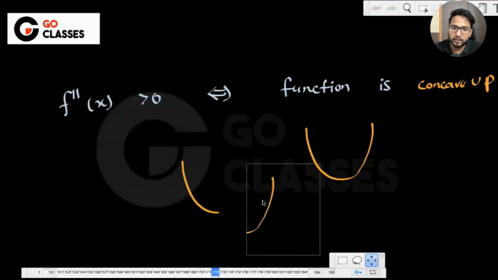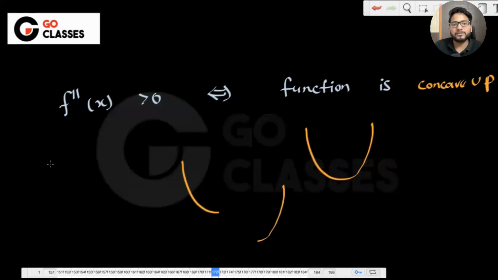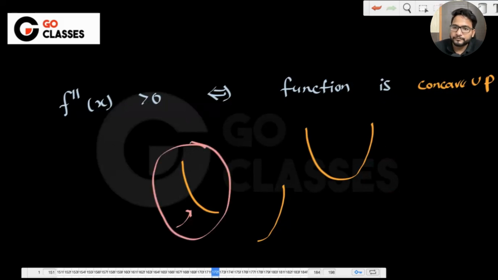So I will tell you what this means. If I'm saying f double dash x is greater than zero, then let's suppose at a certain point, the function behavior will be something like this. Maybe the function could be decreasing. If the function is decreasing and f double dash x is greater than zero, then the function will be something like this.